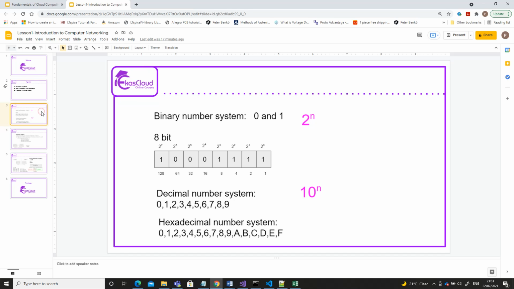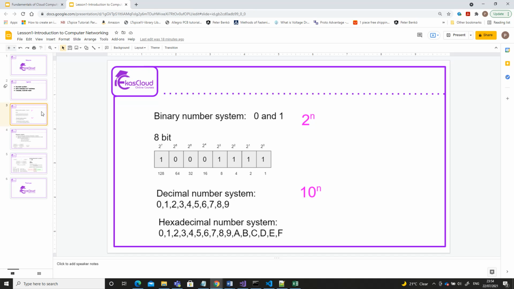So let's start with the binary system. Basically, the computer itself, for calculation, for communication and all sorts of processes, uses zeros and ones as numbers, and the least unit that can be used is built from 8 bits, which is 1 byte. That 8-bit has 8 digits of 0 and 1.